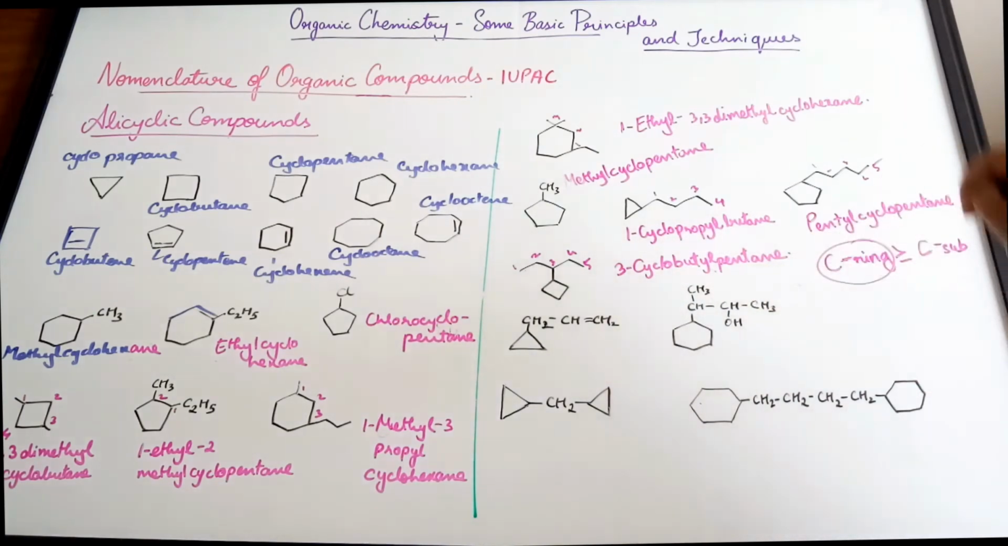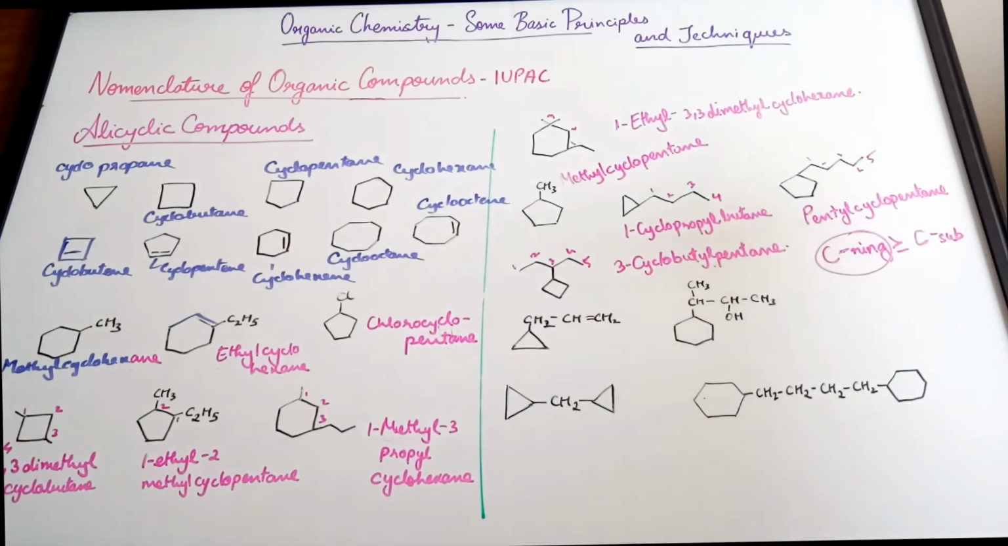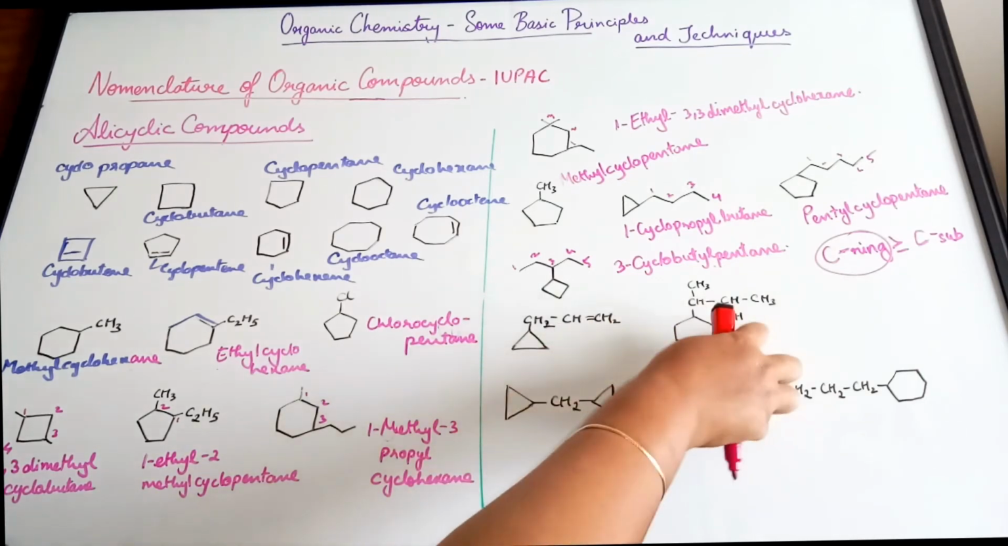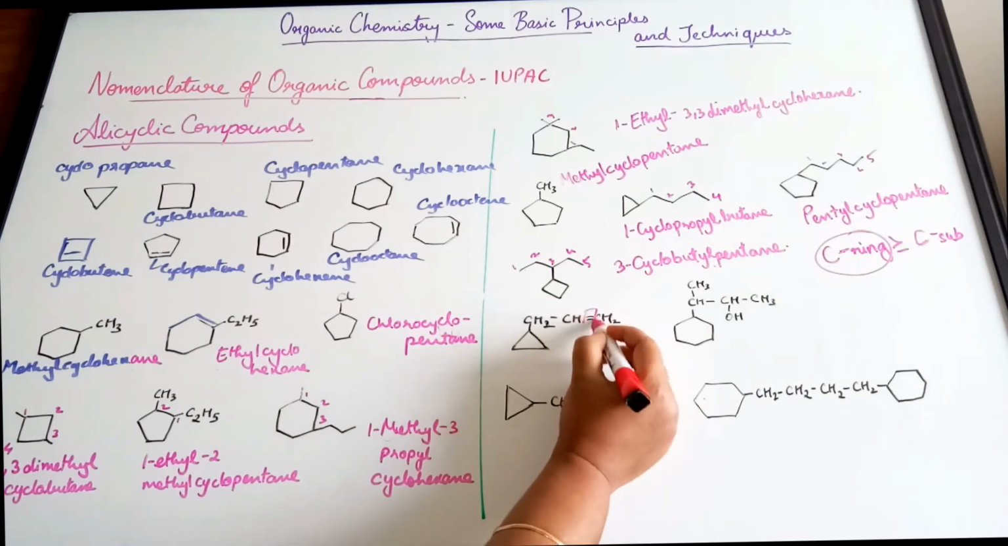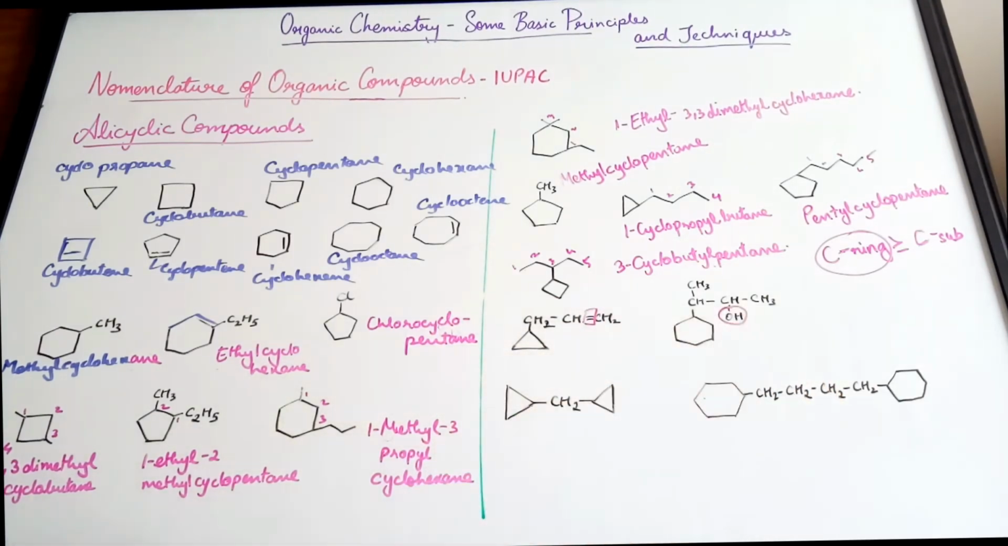So here it is, cyclopropyl butane. So butane and pentane are the chains, right? The next one is if we have a functional group or a double bond, then the ring is treated as the substituent. So in this case and this case, both these cases, we have a double bond in this one and a functional group over here as a part of the side chain.